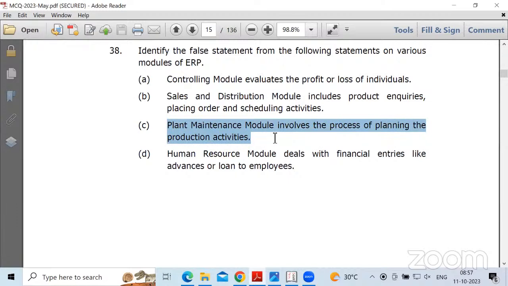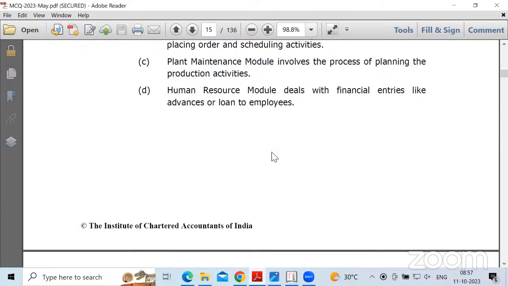Because the plant maintenance module deals with when the plant and machinery has to be maintained. So the maintenance schedule: plant 1 in so and so month, plant 2 in so and so week, plant 3 and so on, like that, it has to be maintained in the maintenance module. But it is talking about production activities, no.